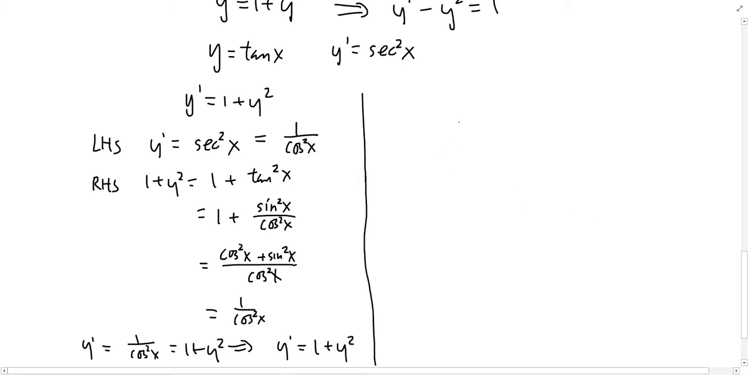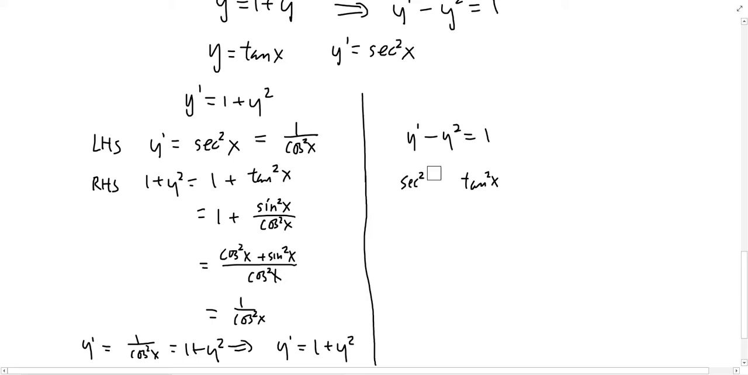Now, if I put it into this form, which is y prime minus y squared equal to 1, then I can simply go from the left side and work my way to the right side. So this requires slightly different methods. So let's see. y prime is secant square x, minus y squared, which would be tangent square x.